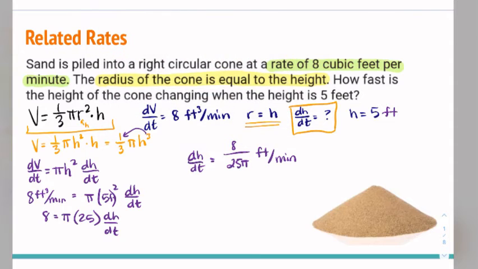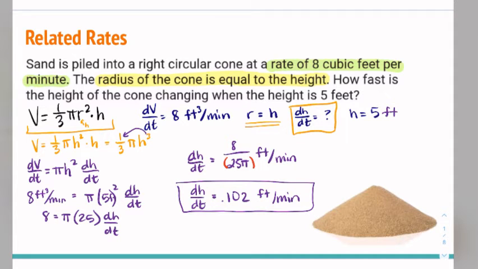Now, when you put this into your calculator, if you want to get the decimal, you have to make sure that you put this in parentheses, because if you don't, your calculator doesn't compute it the right way. So when you put that into your calculator, I'm going to do 8 divided by parenthesis 25 pi. And I get that dH/dt is equal to 0.102 feet per minute.